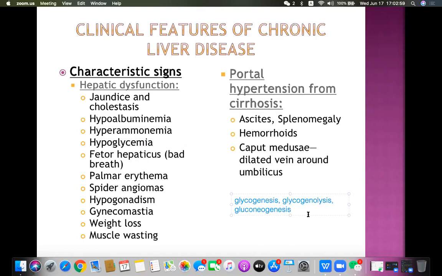Now, I'm going to ask this question to you. What is glycogenesis? Process of glycogen synthesis. Okay. And what is glycogenolysis? Breakdown of glycogen, sir. Good. And gluconeogenesis? Synthesis of glucose from other sources. Okay. So you guys have certain concept of this. Very good.